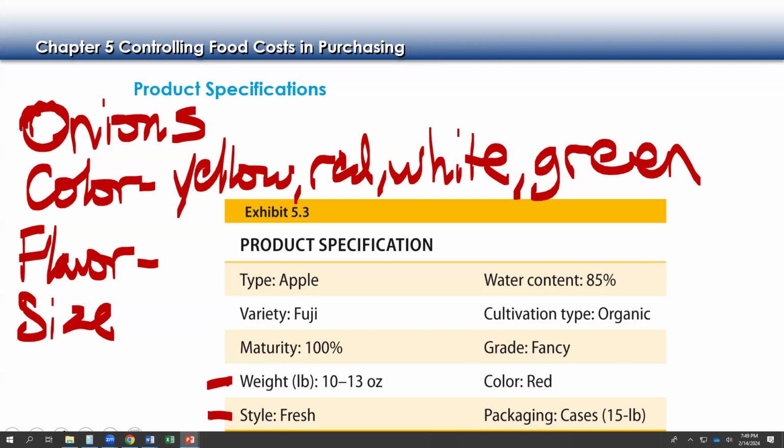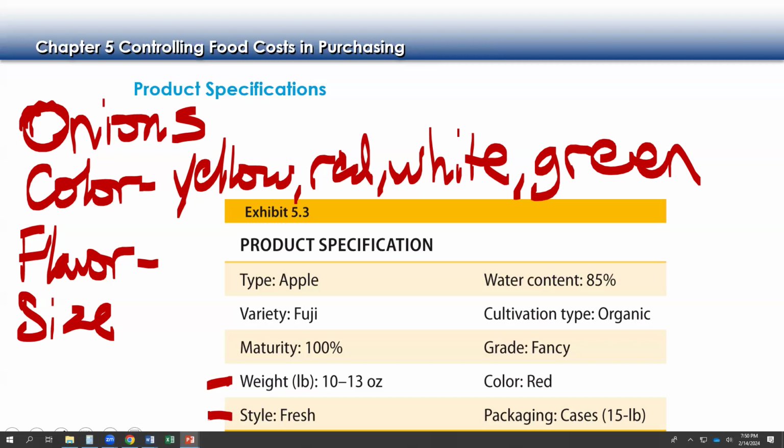But thinking about what we've talked about in the past about as purchased and edible portion, if I buy a whole onion and I chop off the tops and peel the skin, I don't have 100% usage of that. But if I buy a package of diced onions, I have 100% edible yield. I don't throw anything away, right? So there's lots of things to consider when we think about our product specifications.